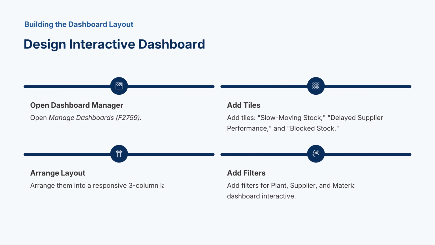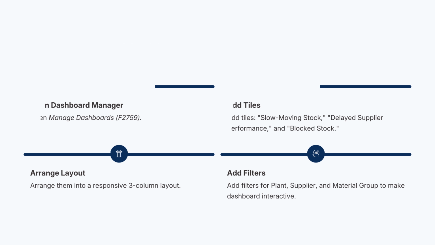Building the dashboard layout, Launch Manage Dashboards, F2759. Add the tiles, slow-moving stock, delayed supplier performance, and blocked stock. Arrange them in a 3-column layout. Add filters by plant, supplier, and material group. This creates a live, interactive dashboard that mirrors executive analytics in real SAP deployments.